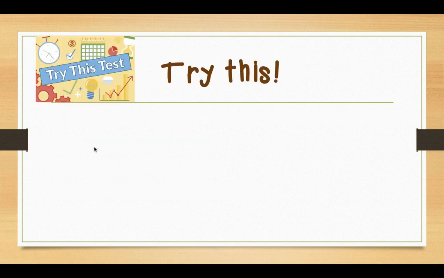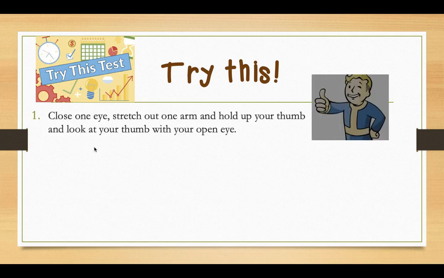Okay, do this for me real quick. Try this test. Right now, wherever you are, set down your pen, pencil, or your iPad, or whatever you're doing, and close one eye. Doesn't matter which one. Stretch out your arm in front of you, and I'm doing this too right now, even though you can't see me. Hold up your thumb and look at your thumb with your open eye. Kind of remember where it is.